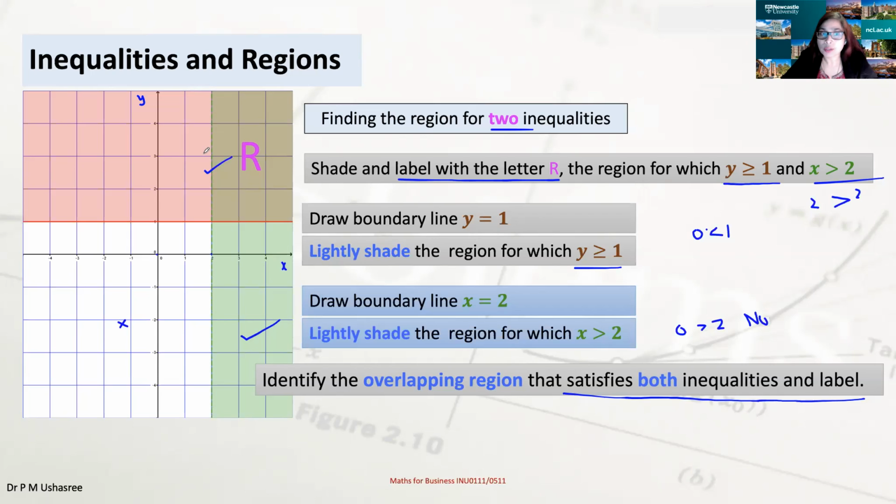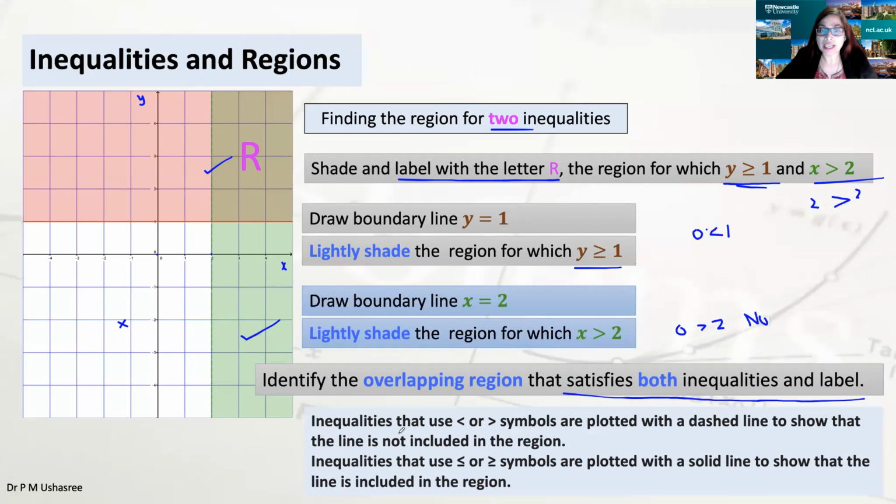So in your exam, you have to clearly draw these straight lines. Remember the straight line, yeah? And then shade it. You should remember that inequalities that use greater than or less than symbols are plotted with a dashed line to show that the line is not included in the region, because 2 is not included in the region. Similarly, when you have the other inequality symbols, you will plot the graph with a solid line to show that the line is included in the region.